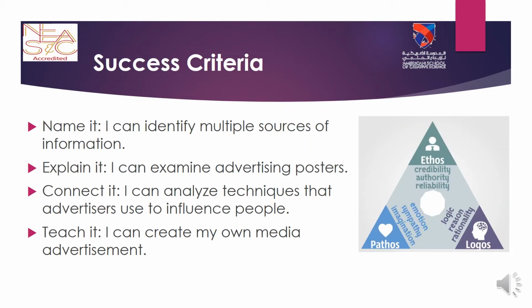Now let me move to the success criteria. Name it. I can identify multiple sources of information. The purpose of being information and media literate is to engage in a digital society. One needs to be able to understand, to inquire, to create, and to communicate and think critically.